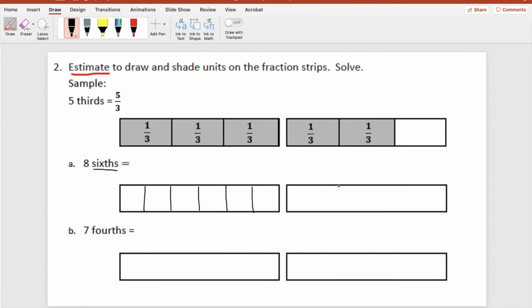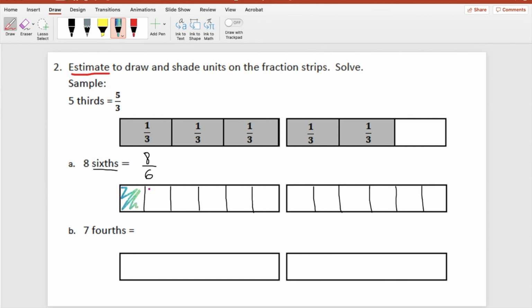Let me cut up my other whole, again using my 1/3 pieces to help me out. Okay, so I have my sixths, and they want 8/6. They want this. So I know I need to color in 8 pieces. I'm going to use my space pen.